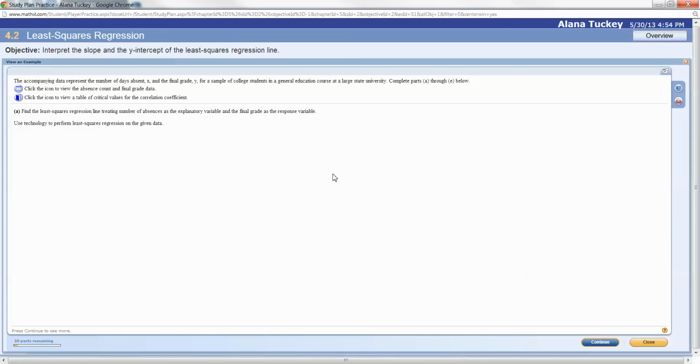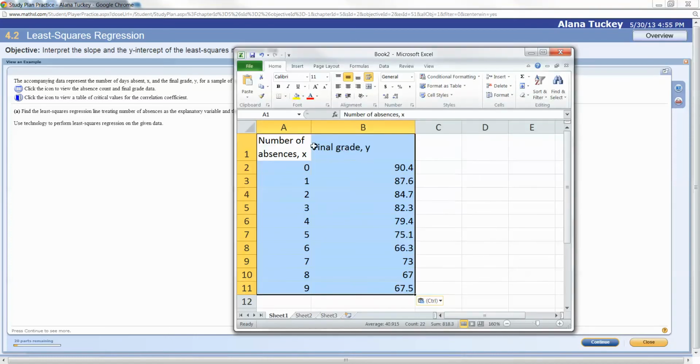So the accompanying data represent the number of days absent X and the final grade Y for a sample of college students in a general education course at a large state university. So our first mission is to find the least squares regression line, treating the number of absences as the explanatory variable, which is kind of obvious because it's X, and the final grade as the response variable. Again, obvious, that's Y. Okay, so let me paste it in.